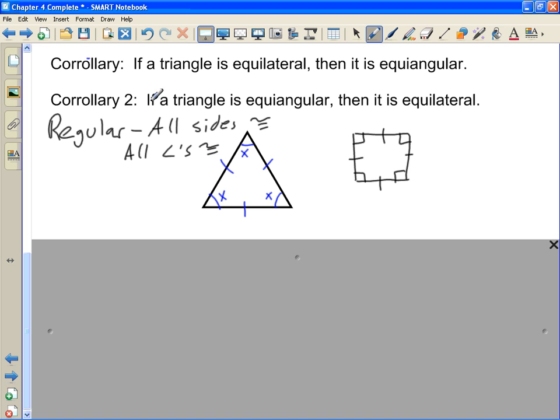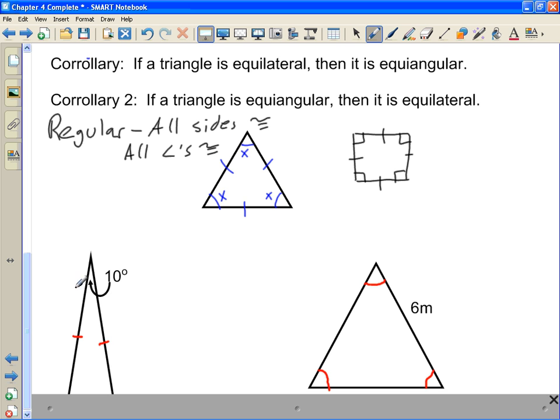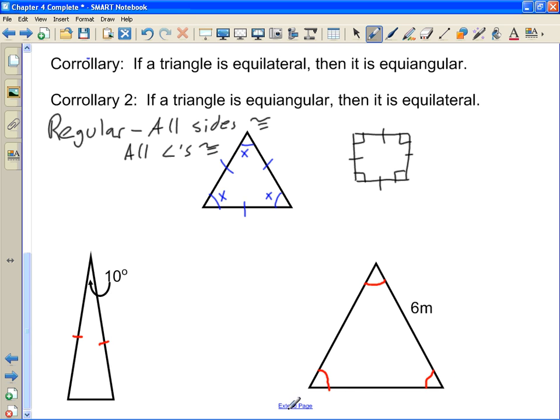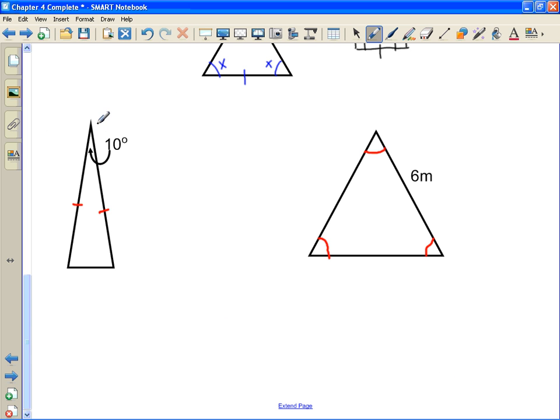The other corollary is if we start with an equiangular triangle, we get that it's equilateral, because these 2 angles would give us these 2 sides. These 2 angles would give us these 2 sides. So let's look at some real basic problems we can do with this.